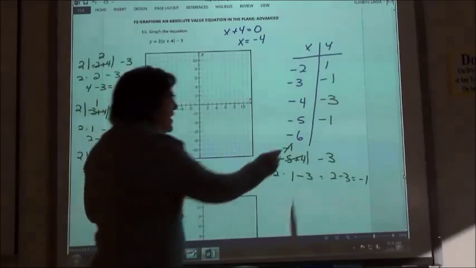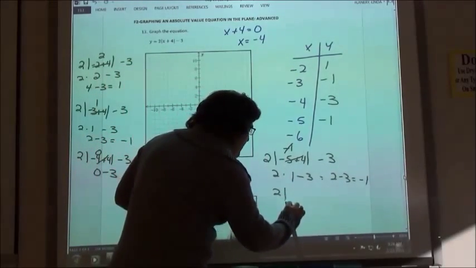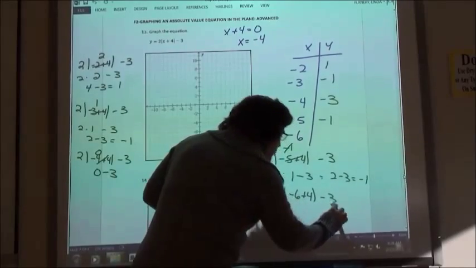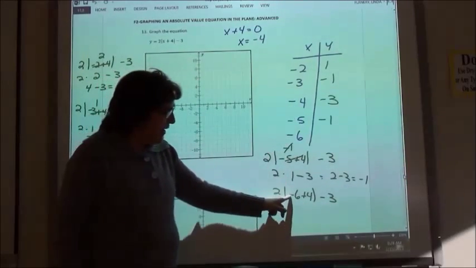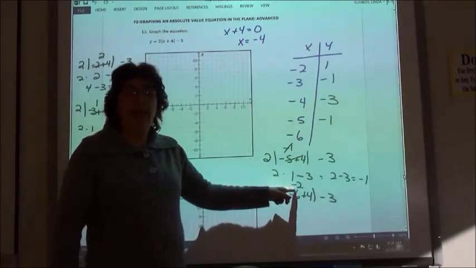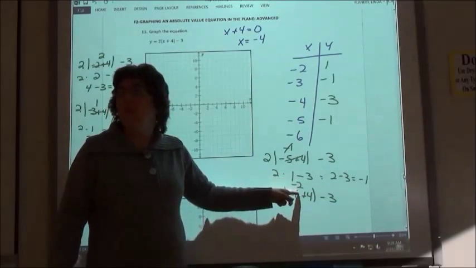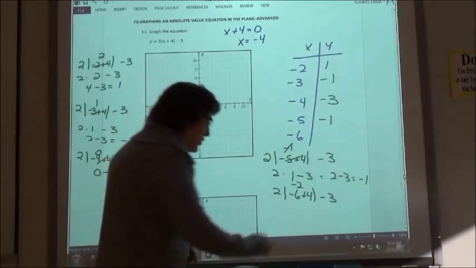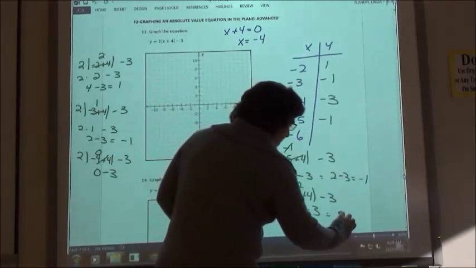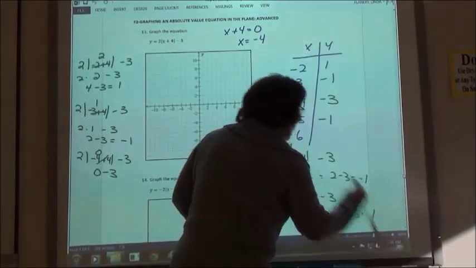And then I've got to do the negative 6. 2 times the absolute value of negative 6 plus 4 minus 3. Negative 6 plus 4 is negative 2, but it's in the absolute value. So the negative 2 becomes positive 2. 2 times 2 minus 3 would be 4 minus 3, which is 1.